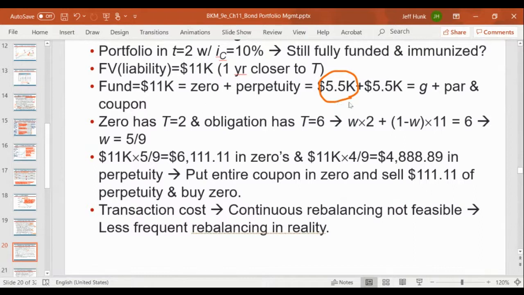With 50-50 weight, to reach 11K, the perpetuity would have to be valued also 5.5. Now, zero has 2 years left, because the maturity of the zero coupon was 3 years, so zero has 2 years left.